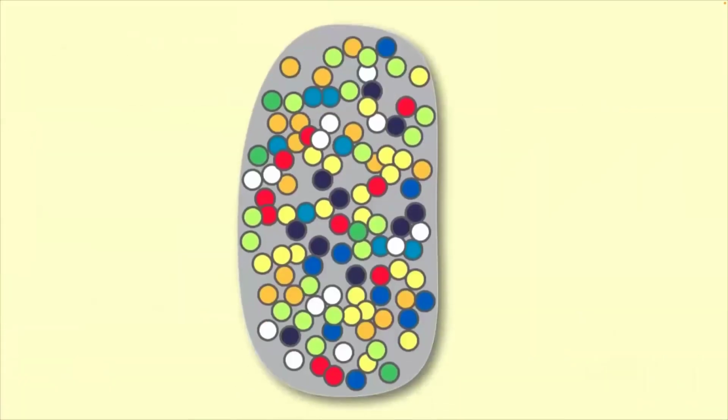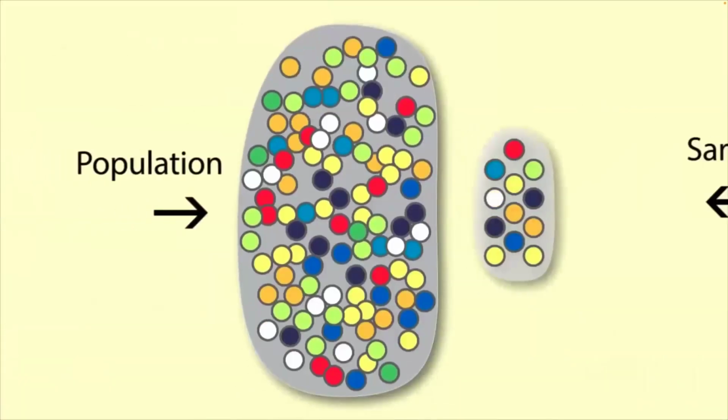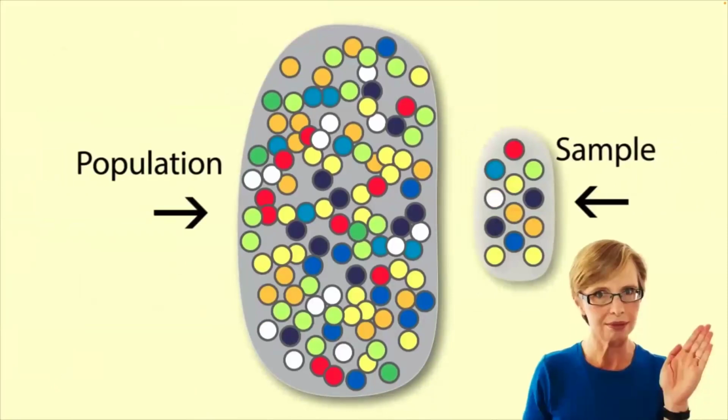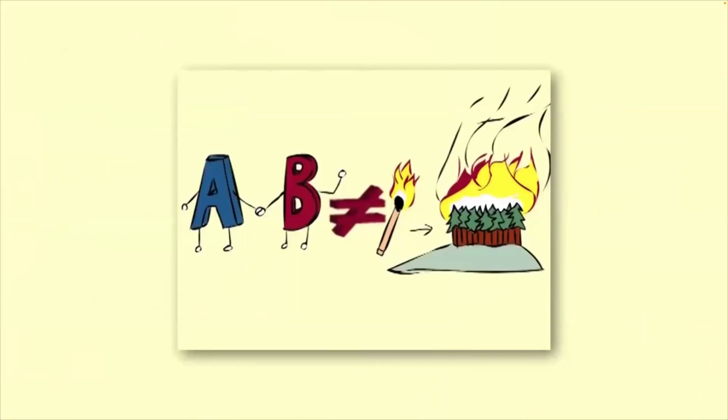This video has been about sample to population inference. We are interested in what the sample tells us about the population. It is not about causation, which is covered in other videos.